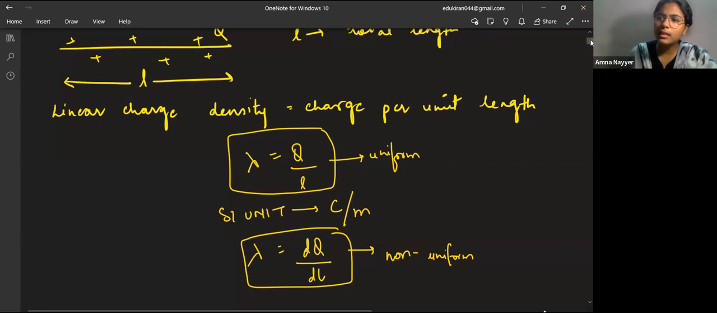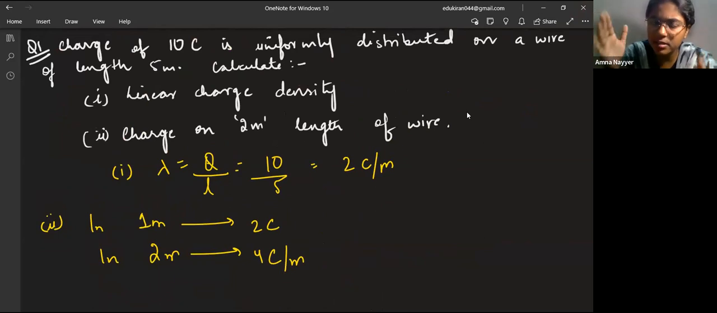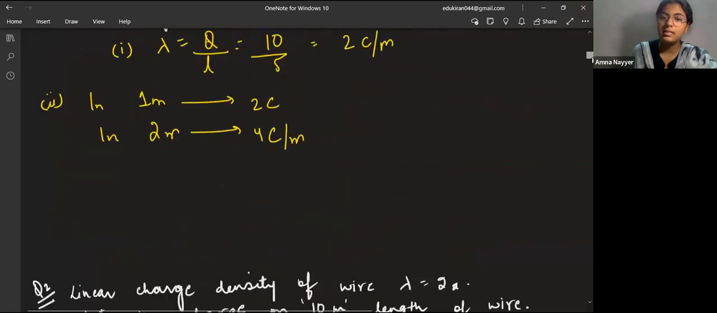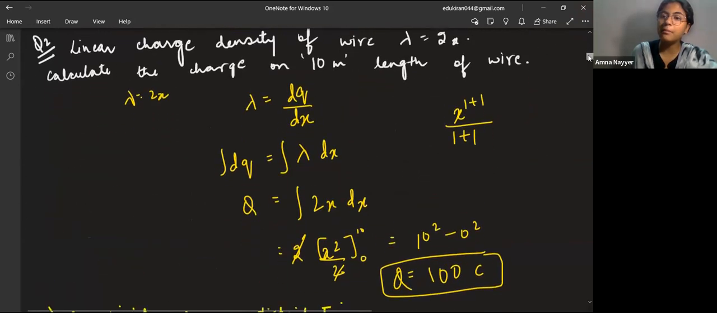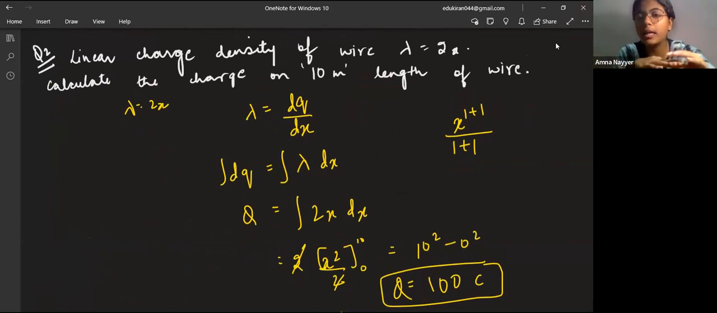How? Look at the question we have seen. Charge was given as 10 coulombs, length was given as 5 meters, 10 divided by 5 is 2 coulomb per meter, so lambda is obtained. This is uniform, right? Now, if we have a non-uniform section, suppose this, where lambda is given as 2x, this is non-uniform. So what will we do?